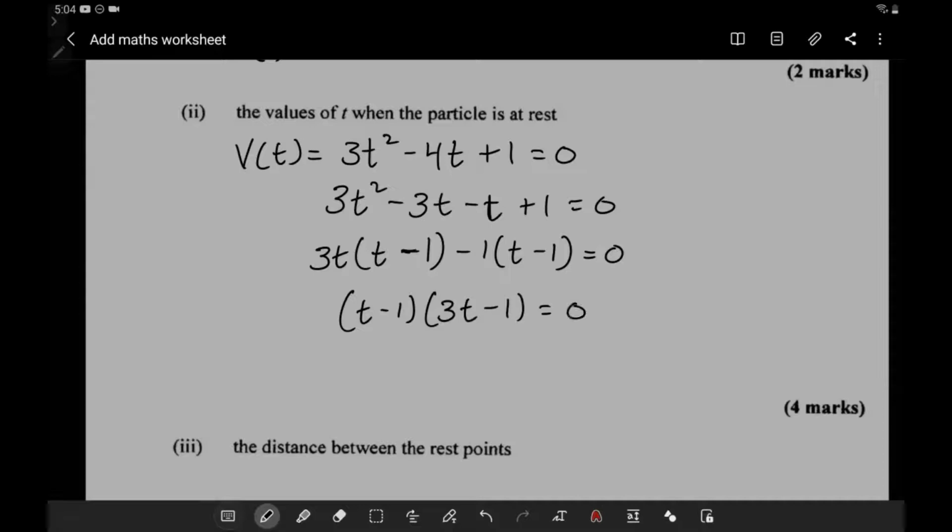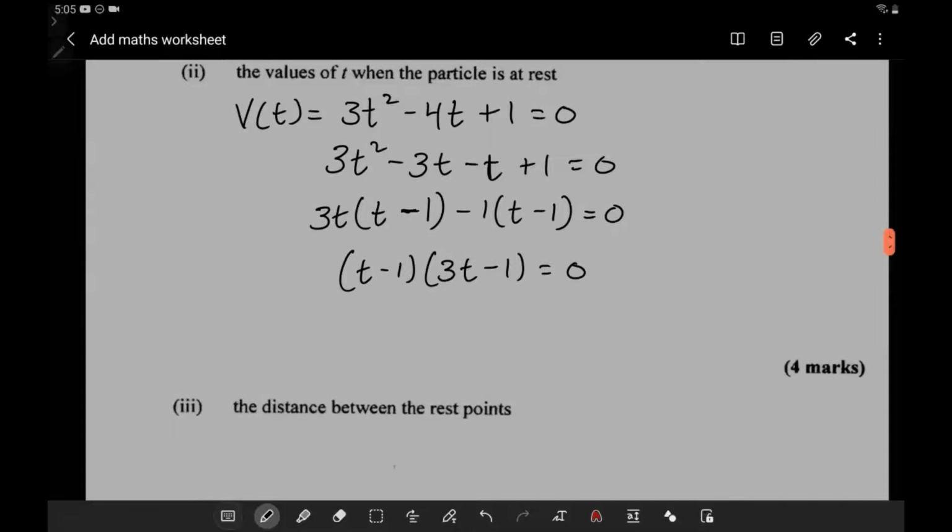And if we have two things multiplying to give us 0, we have two cases. Either t minus 1 is equal to 0. So that means t is equal to 1 second. So at 1 second, the particle is at rest.